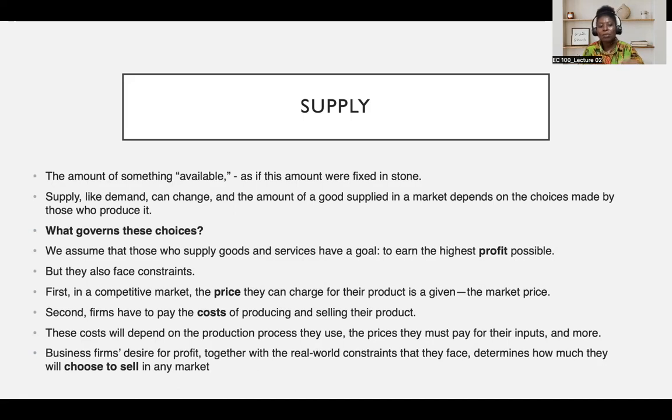So costs can be fluctuating, costs can change, costs can affect you. So you always have to meet your costs. The higher your costs are, the lower your profits are going to be. So that is always going to be constraining you.